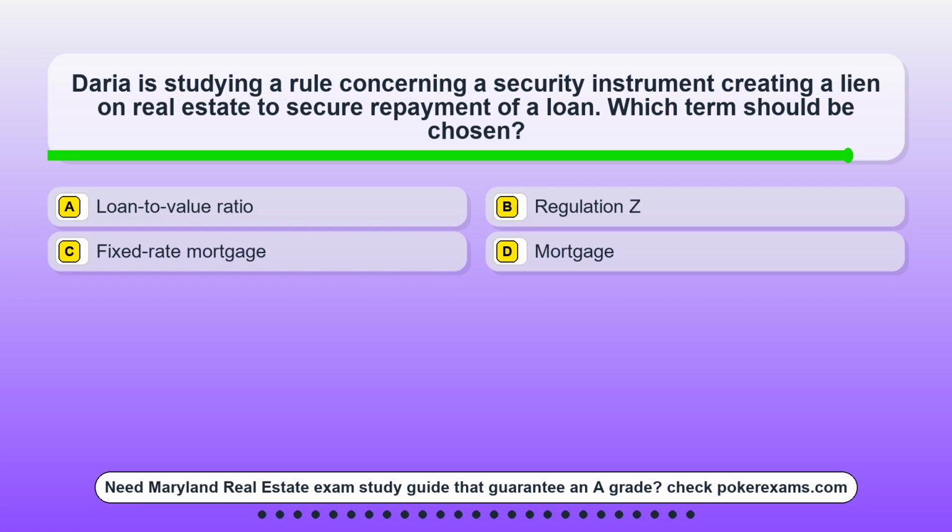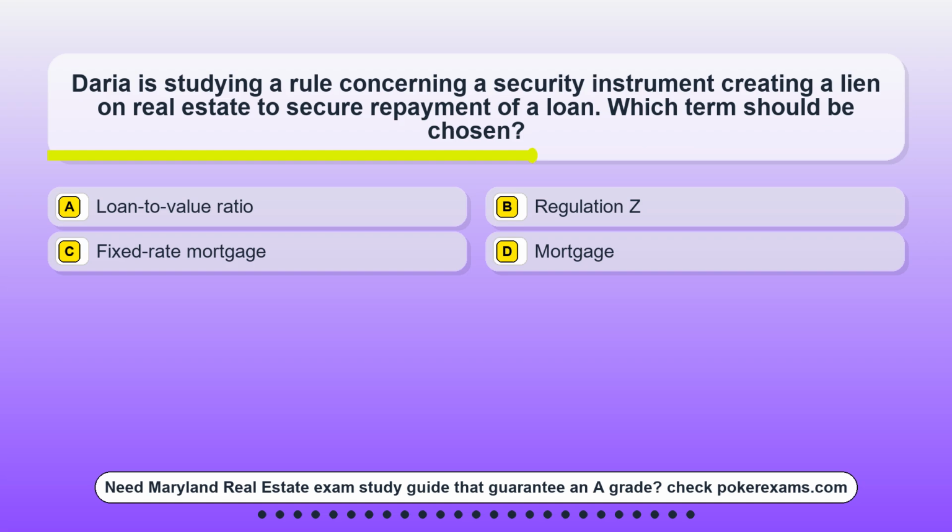Question 4. Daria is studying a rule concerning a security instrument creating a lien on real estate to secure repayment of a loan. Which term should be chosen? Option A, loan-to-value ratio. Option B, Regulation Z. Option C, fixed-rate mortgage. Option D, mortgage.